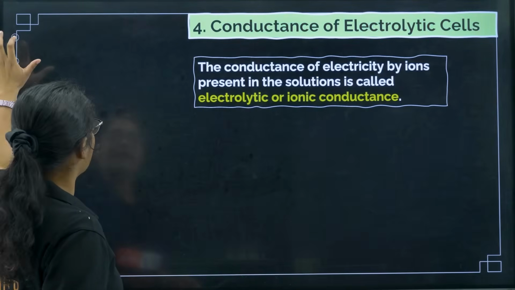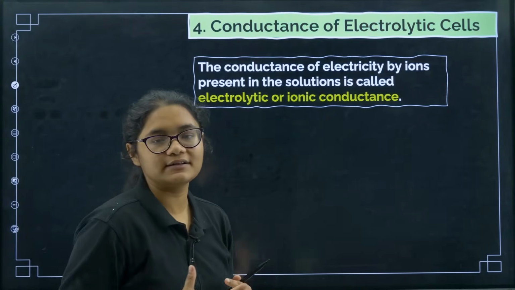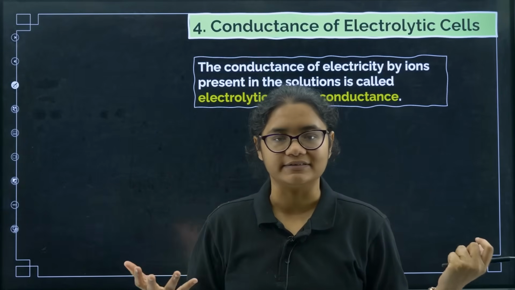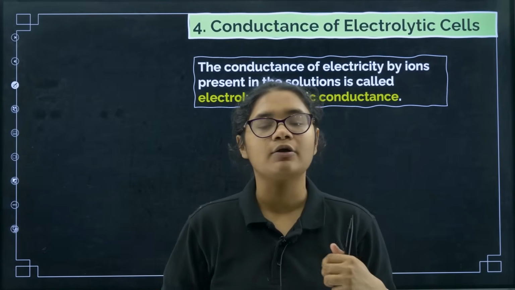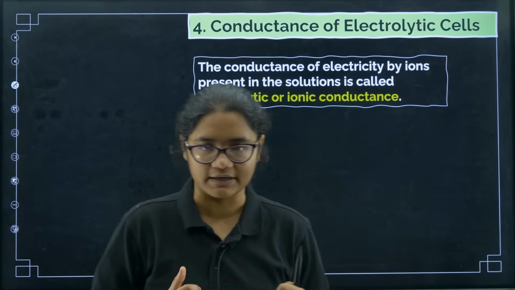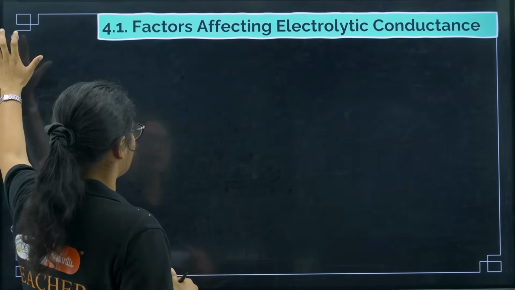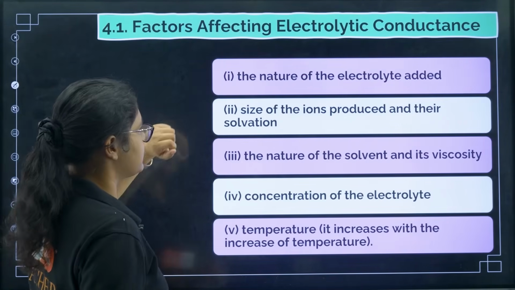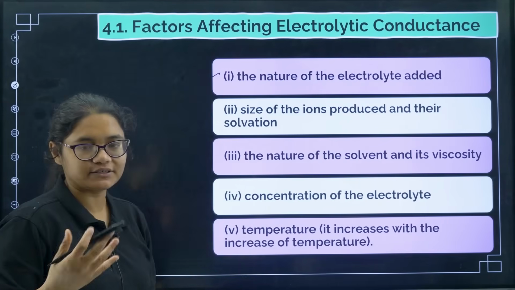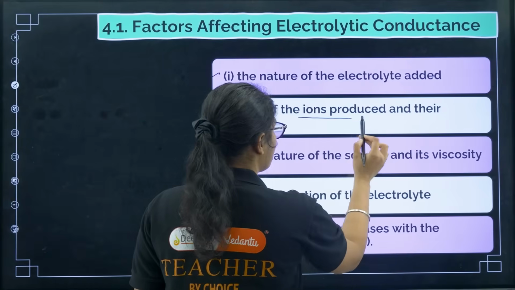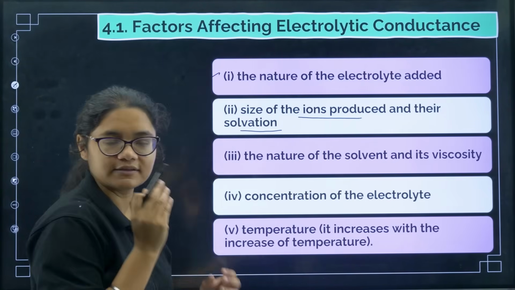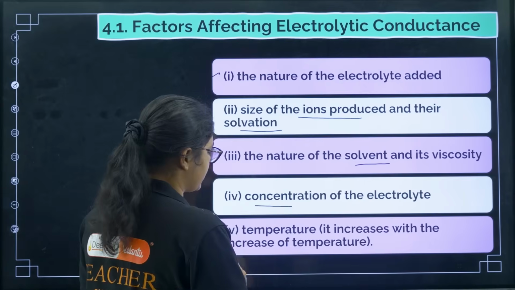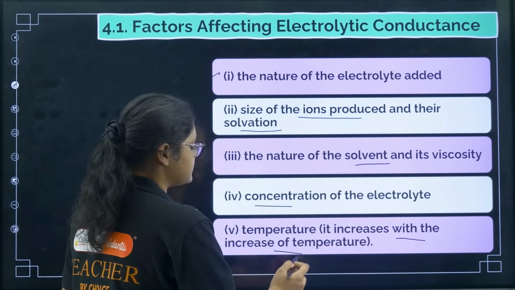Okay. Now we have something very, very important, the conductance of electrolytic solutions. So as you know, a metallic conductor can conduct electricity, right? Similarly, electrolytes also have the ability to conduct electricity. Now for electrolytes we have these factors which affect the electrolytic conductance: the nature of the electrolyte added, which type of electrolyte you have taken, size of the ions produced and their solvation, nature of the solvent, concentration of the electrolyte, and temperature, it increases with the increase of the temperature.